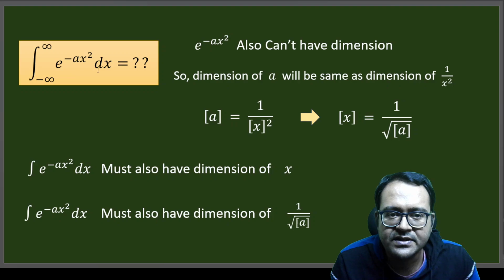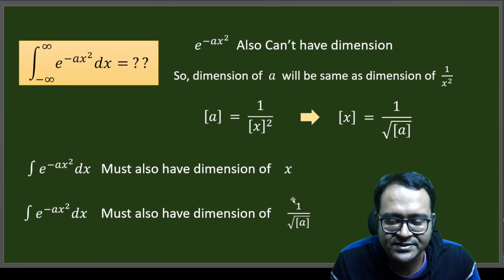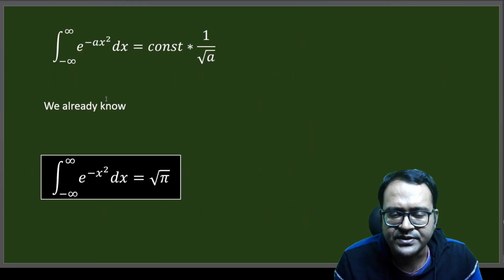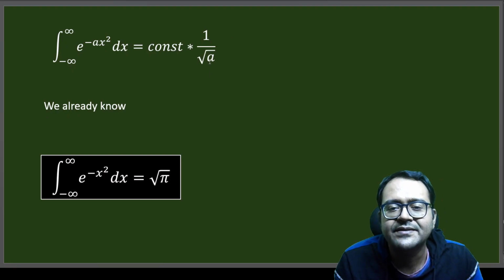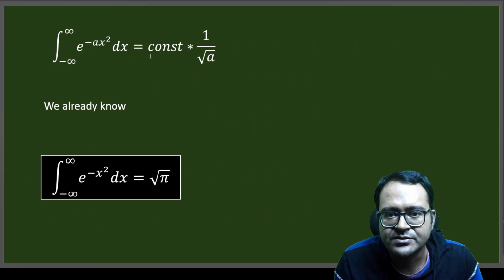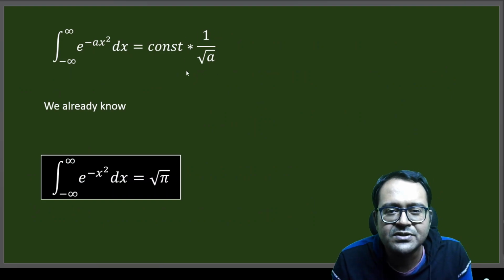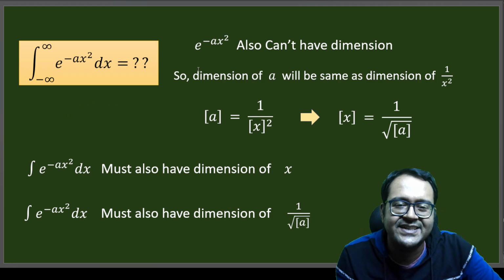So how does this help calculating the result? Yes, it helps. The integral of e to the power minus a x square dx should be, if this is equal to 1 by square root of a dimensionally, some numerical constant multiplied by 1 by square root of a. Otherwise, how can it have the dimension of 1 by square root of a? It cannot, until and unless the result depends on some numerical constant multiplied by 1 by square root of a, because we have only one relevant quantity, which is a. We don't have any other quantity here.